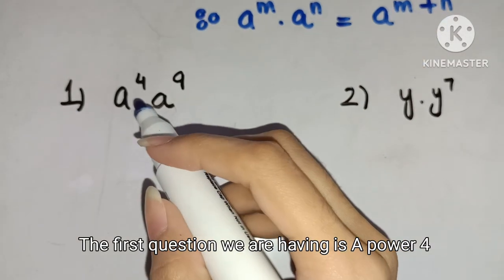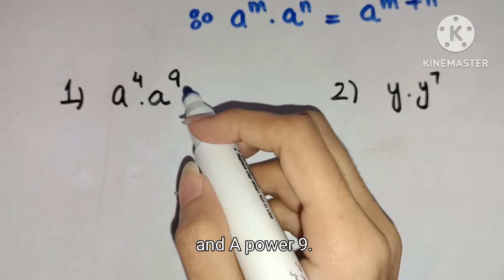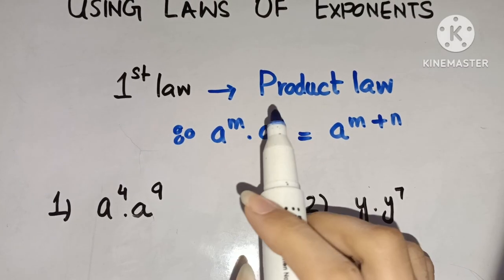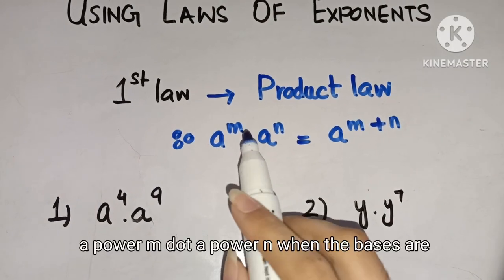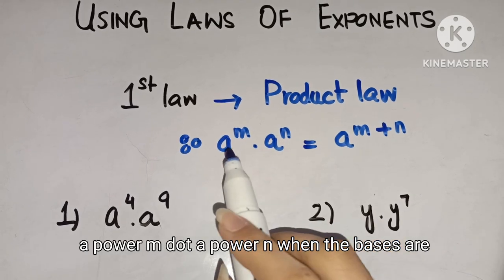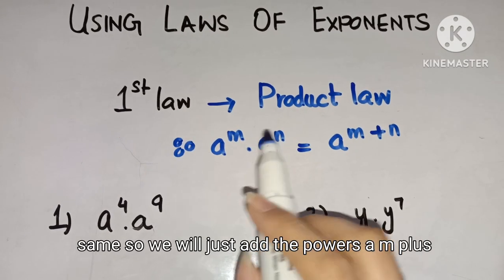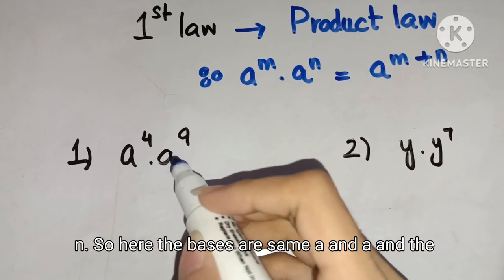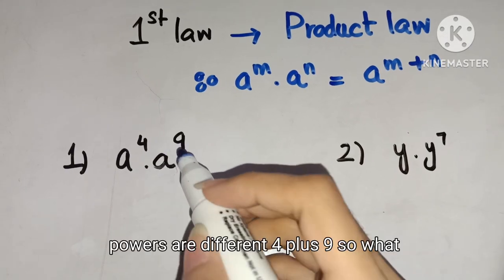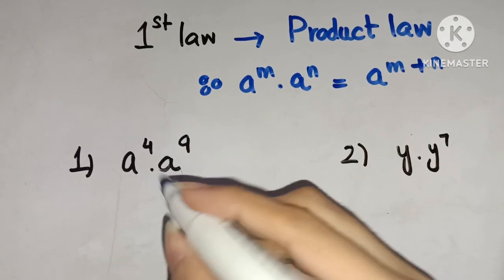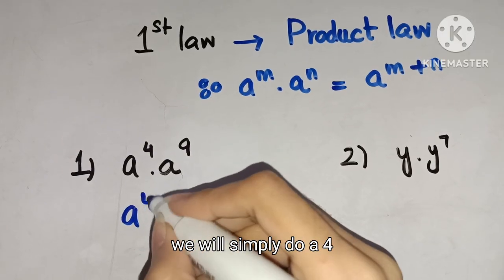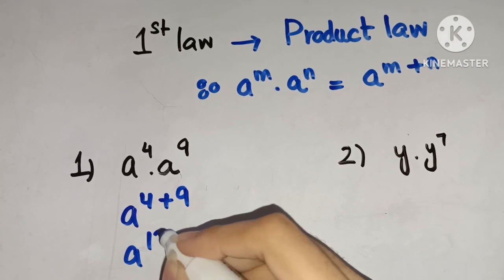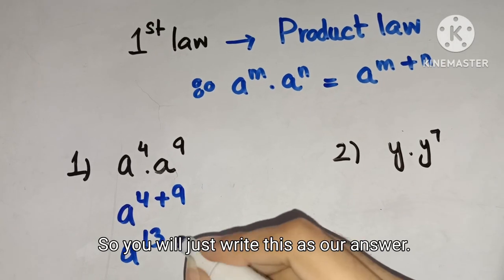The first question we are having is a power 4 and a power 9. So what does the first law of exponent, the product law, say? a power m dot a power n, when the bases are same, we will just add the powers, a power m plus n. So here the bases are same, a, and the powers are different, 4 plus 9. So we will simply do a power 4 plus 9, and 4 plus 9 is equal to 13. So a power 13 is our answer.